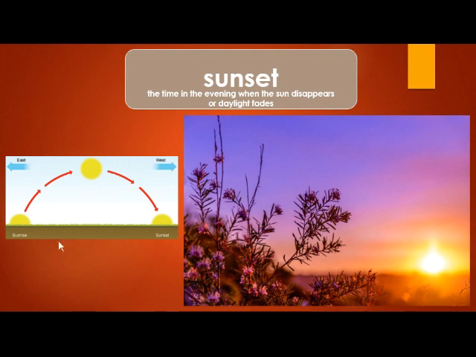Here's another picture. In the beginning of the day, we have what's called sunrise, when the sun rises up over the horizon in the east. In the middle of the day, that sun is very high up in the sky. And by the end of the day, as the sun's going below that horizon, we have sunset.